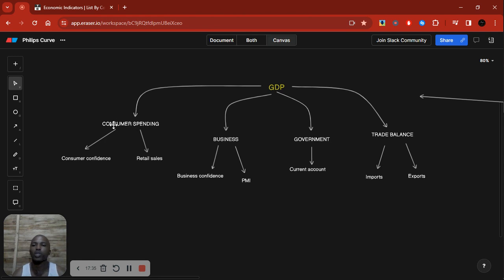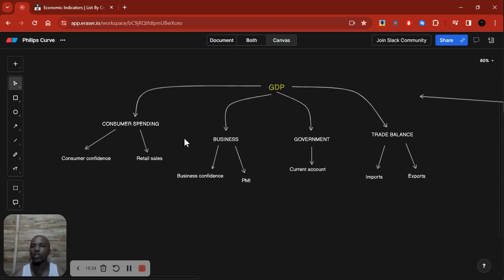But the biggest, most important one is consumer spending. Why? Because when consumers are not spending, then businesses will shut down. If businesses shut down, then things are not looking good, right? So if consumers are not spending, then businesses will suffer. If businesses shut down, then the government needs to come to the rescue, either by decreasing taxes or increasing government spending. Why do I say that? Because we're in a recessionary gap.